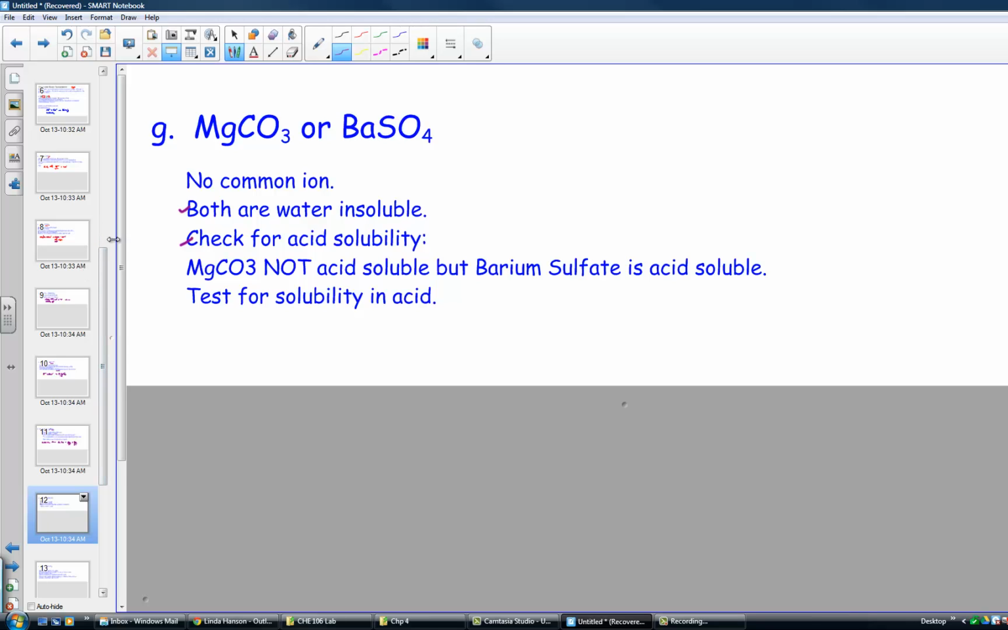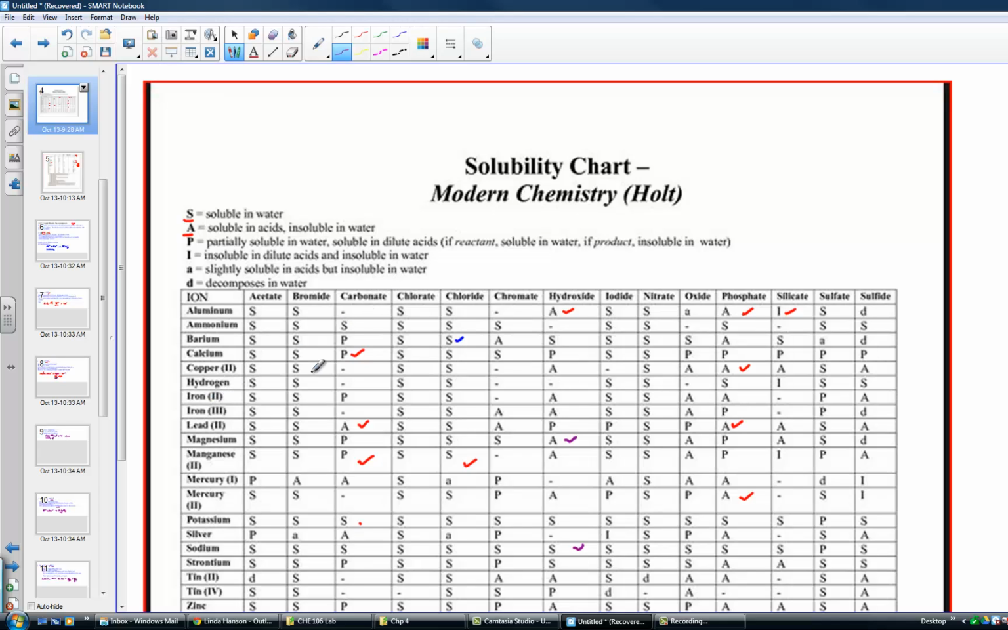So if I check the acid solubility, magnesium carbonate is not acid soluble, but barium sulfate is. So let's pull up that chart, just make sure we know what I'm saying. It's this particular solubility table that has the A's and the P's and the S's in it. Alrighty. Find on your solubility table magnesium carbonate. So here's the carbonate, and here is magnesium. Magnesium carbonate has a P in it, saying it's insoluble in water as a product.